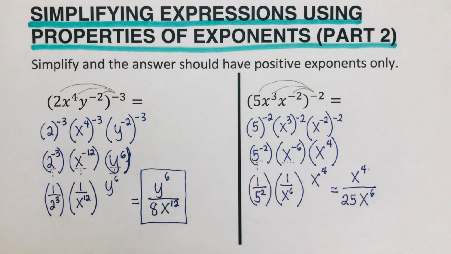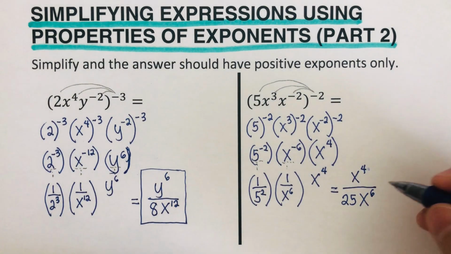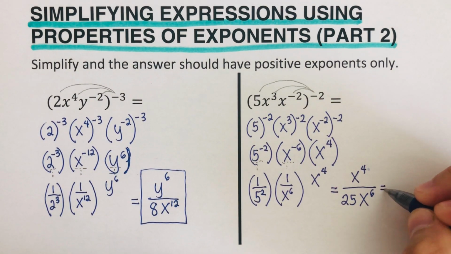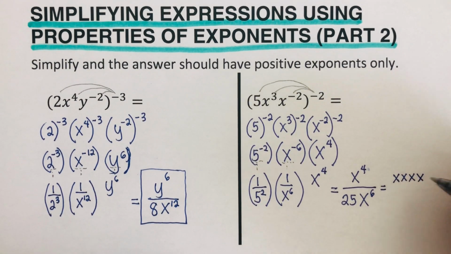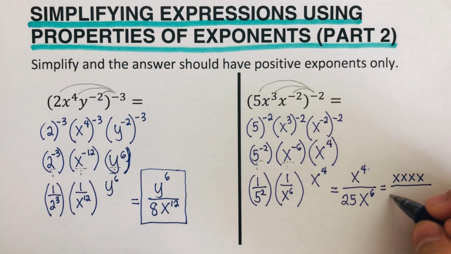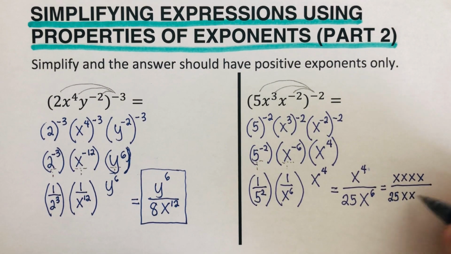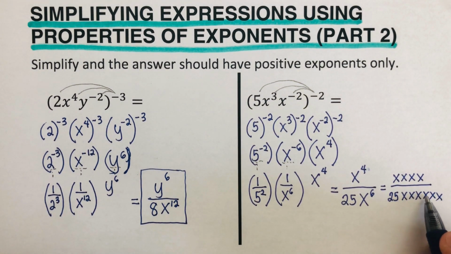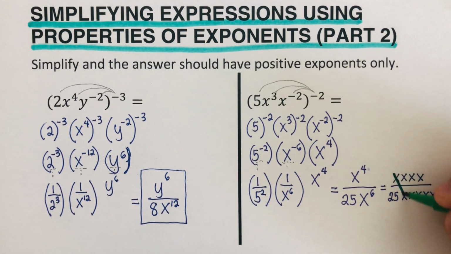Now, we can still simplify this because there are still x's on top and there are still x's at the bottom. We can actually expand it. So that would be 4 x's on top. So I'm going to write 4 x's there over, we have 25 at the bottom, and then we have 6 x's at the bottom. Okay, so that's 1, 2, 3, 4, 5, 6. And then what we are going to do now is we partner them up and cross them out. So this is going to get crossed out. So this is going to get crossed out.